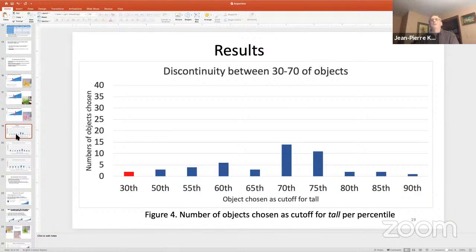And here are the results. So when there is no discontinuity, you can see that they choose this the most. This area, which is the area centered around the 70th percentile.